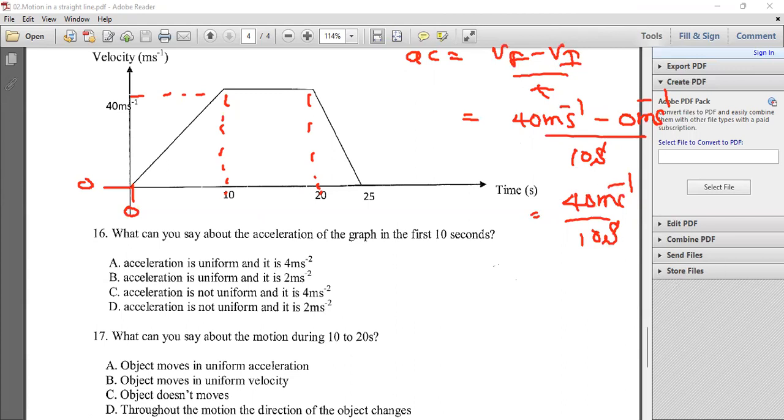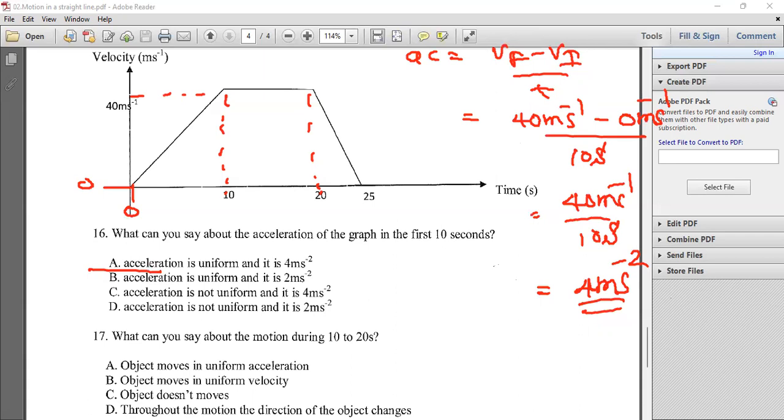Right. So then what would be the answer? 40 divided by 10 is 4 ms minus 2. So the acceleration is uniform and it is 4 ms minus 2. That is the answer.